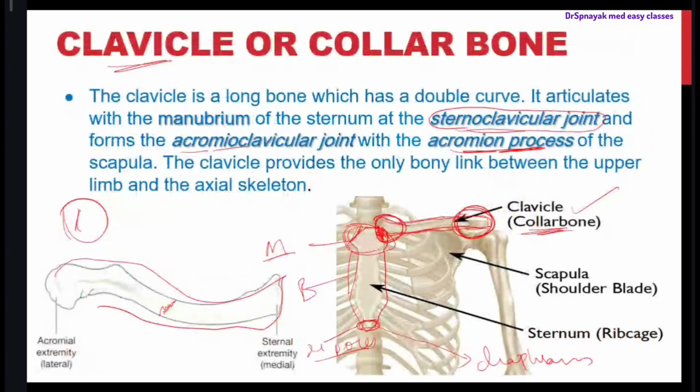Simple. What is the collarbone doing? The collarbone is attaching the axial skeleton and the appendicular skeleton. I think you understood this. Beyond this, the clavicular bone doesn't have much more importance.